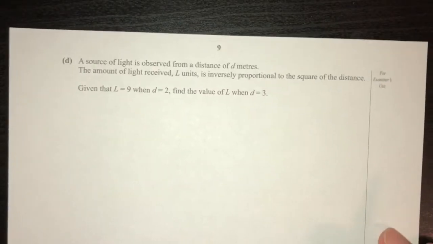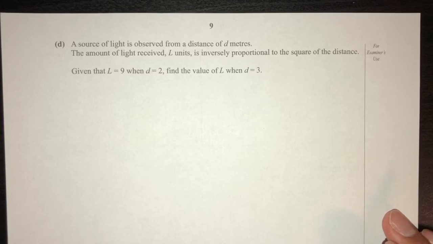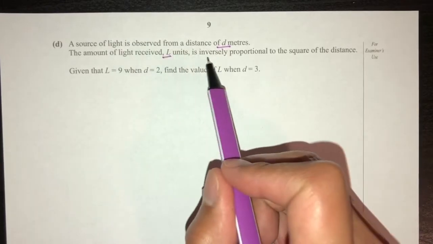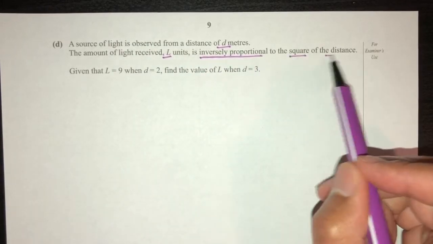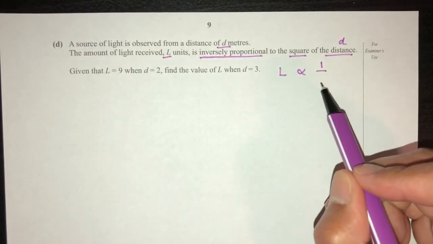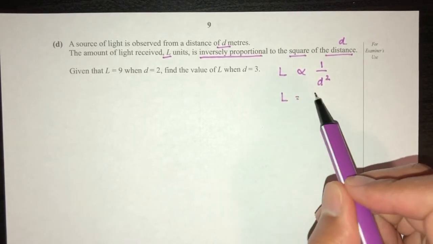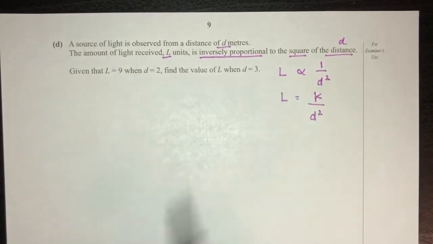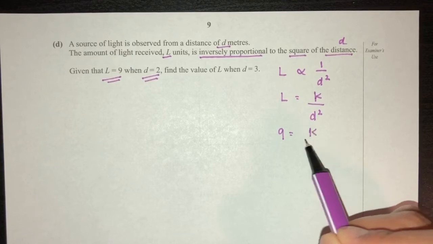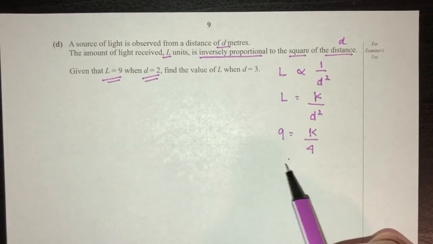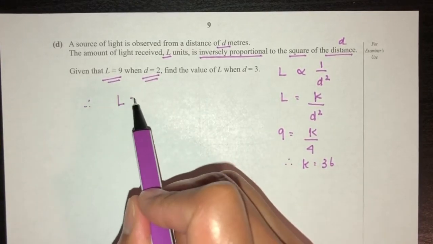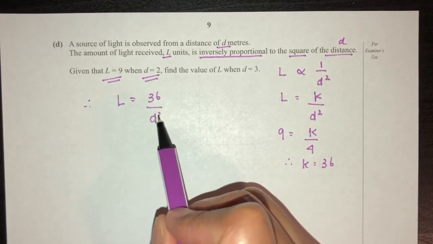Let's move on to part D. A source of light is observed from a distance of d meters. The amount of light received, L, is inversely proportional to the square of distance. So here we have L is inversely proportional to d squared, which is L equal to k over d squared. Given that L is 9 when d equals 2, d squared will be 4, which means k is equal to 36. So now your equation will be L is equal to 36 divided by d squared.